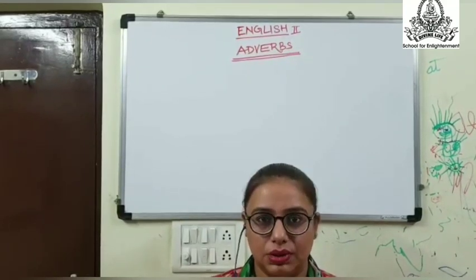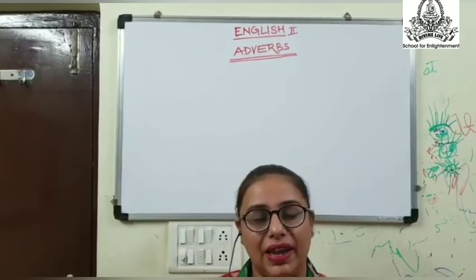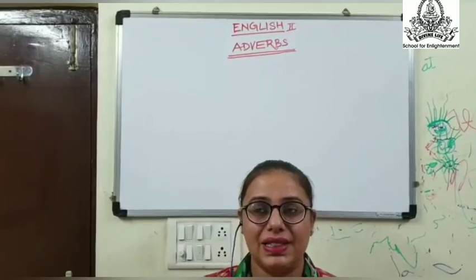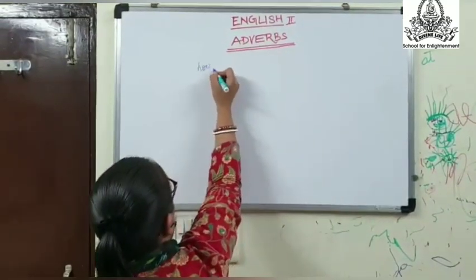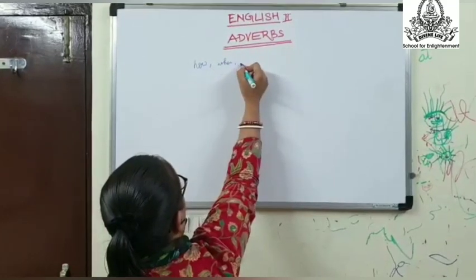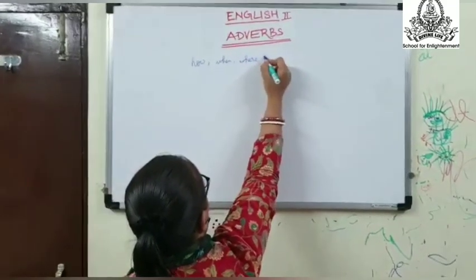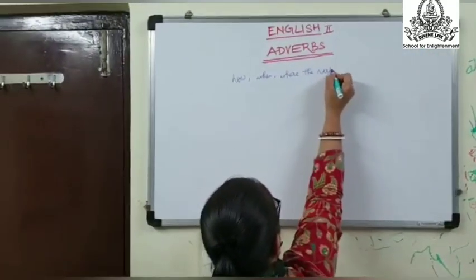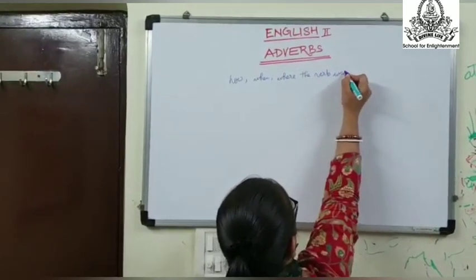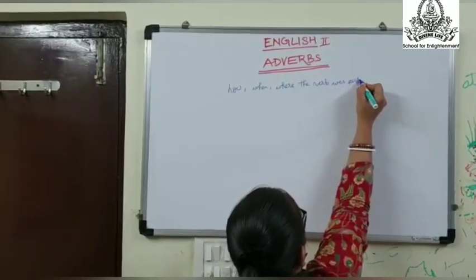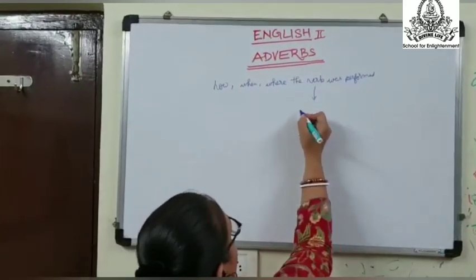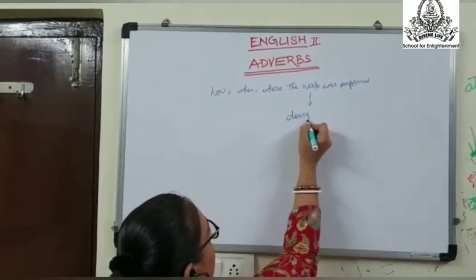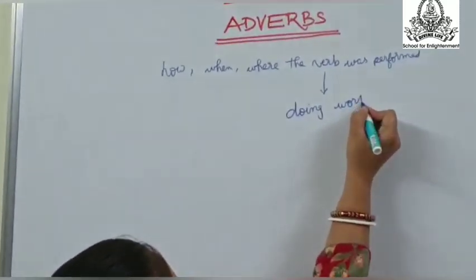An adverb is a word that adds something to the value of a verb. It tells us how, when, where the verb was performed. As we all know, what is a verb? Verbs are action words or doing words.